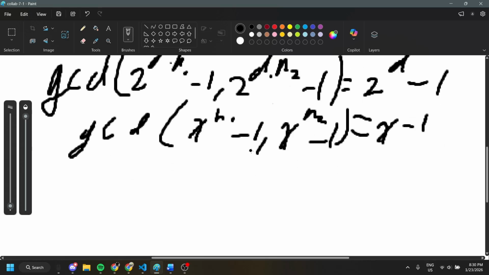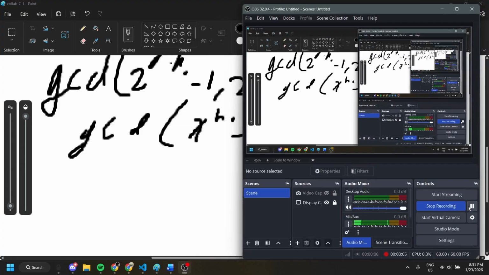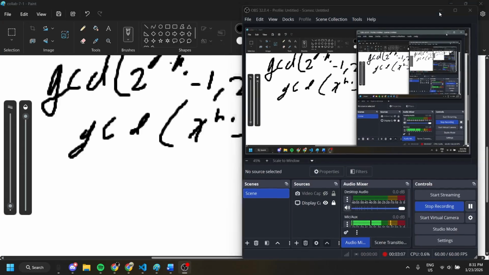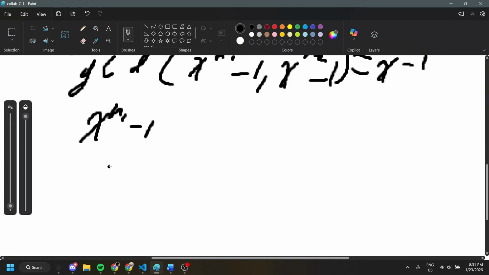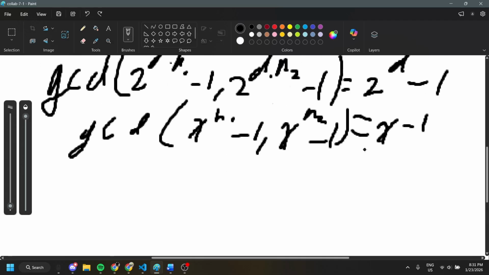Maybe we're able to factor this. Sorry, somebody needed me. Let's continue. x to the N1 minus 1. Well, we know x to the anything minus 1 always has x equal to 1 as a solution. So we know that's true, but can we say that's the only solution they share?